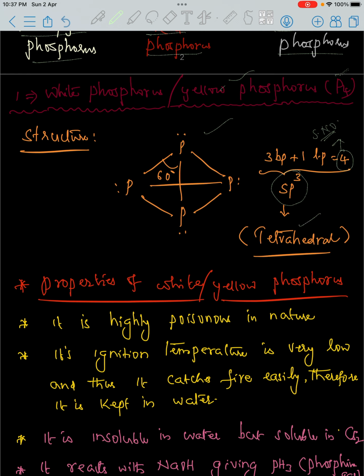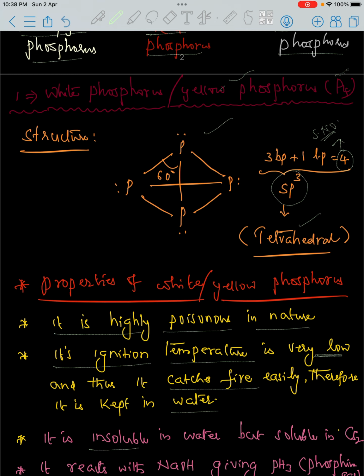Properties of white phosphorus: it is highly poisonous in nature, and its ignition temperature is very low. When the ignition temperature is very low, it easily catches fire. Therefore it is kept in water. Simply, white phosphorus is stored in water. The reason is its ignition temperature is low, so it easily catches fire.